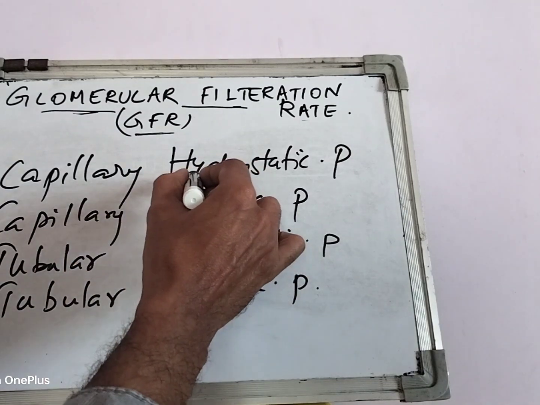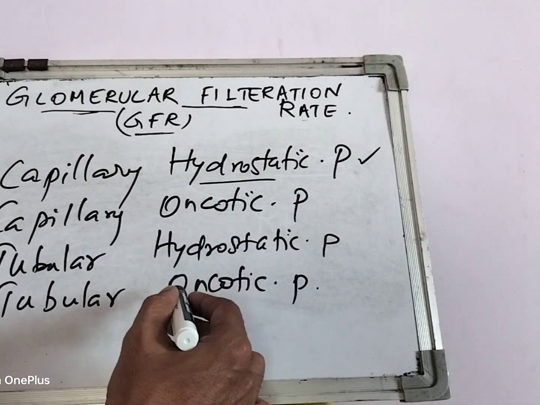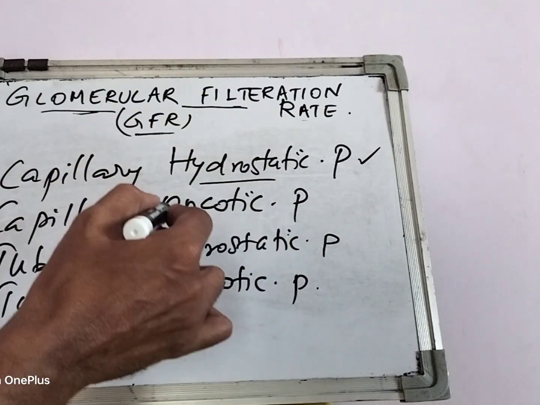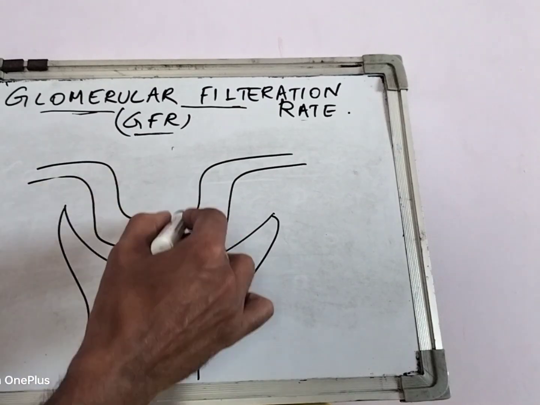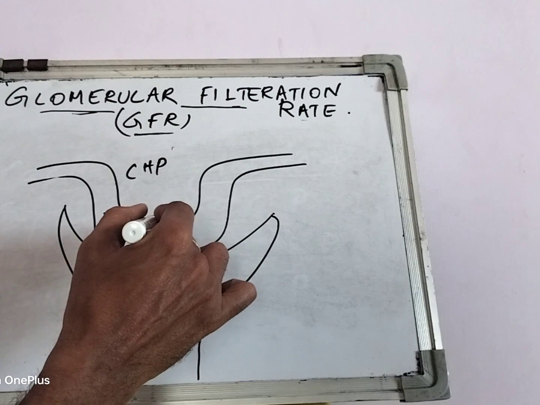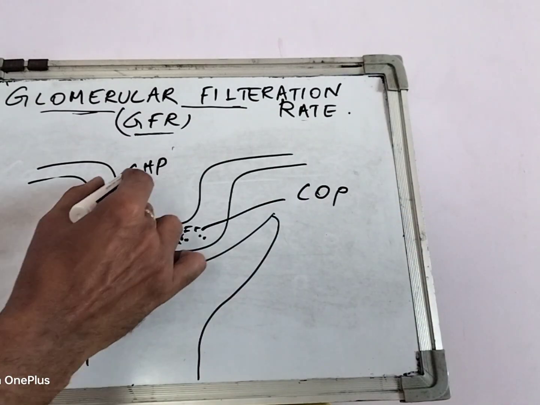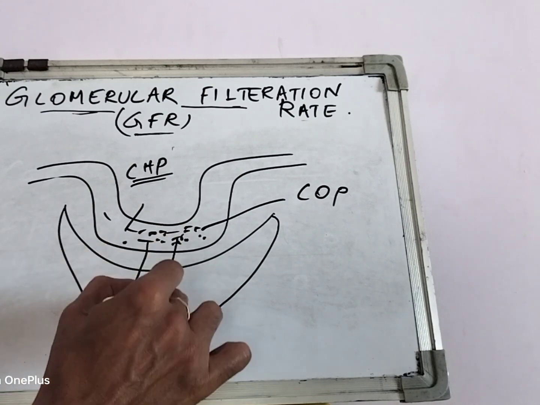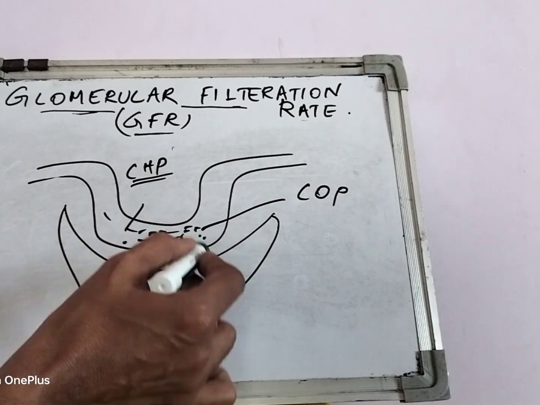Here the hydrostatic pressures are like pushing forces, so they favor the filtration. The oncotic pressure is like a pulling force, so it opposes the filtration. We'll see how these Starling forces act in the glomerular capillary. Now this is the glomerular capillary. Here we have the capillary hydrostatic pressure by the plasma, and the capillary oncotic pressure. When the hydrostatic pressure is increased, it causes fluid movement from the capillary into the Bowman's space. When the oncotic pressure is increased in the capillary, it opposes the filtration, as it tries to pull fluid from outside to inside.